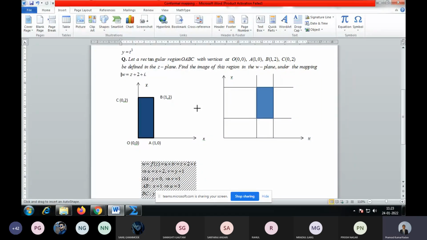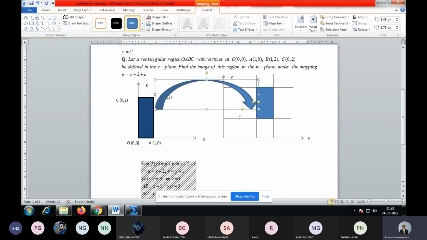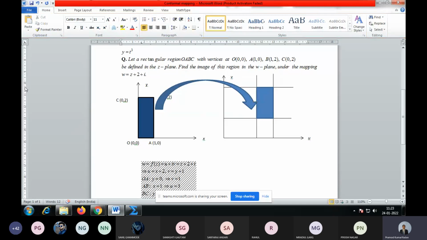It means this region is going to transform into this region with the help of the transformation. Is it okay? Are there any doubts? If anyone has any doubt, then you may ask a question, please.